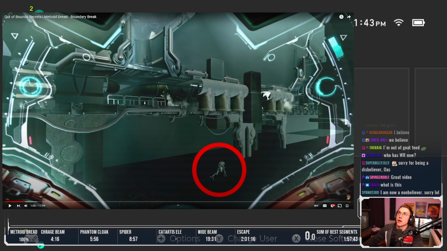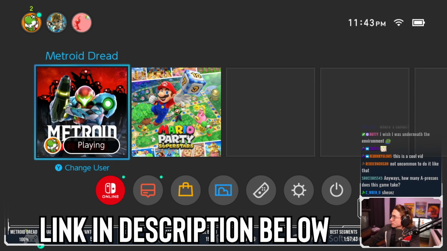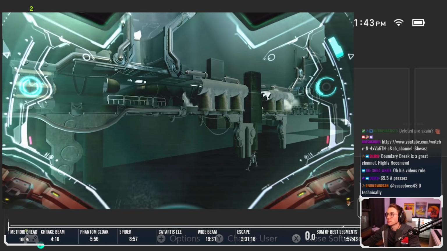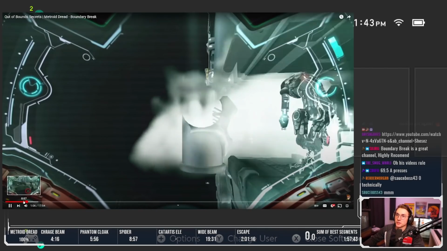Damn. They store it like that? Out of bounds, boundary break, all credit to him. Or Shazez. And the second that it's called in, it's just basically warped into place. Damn, dude. That's pretty cool, actually. Why do they do this?